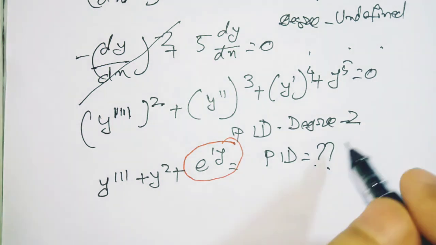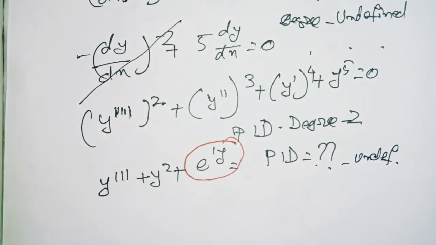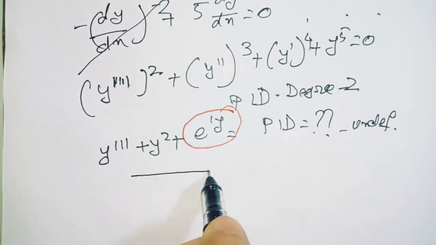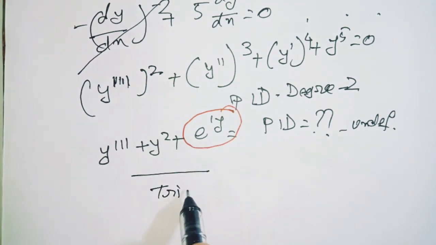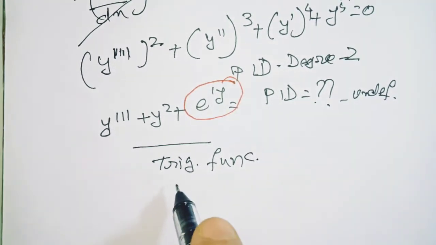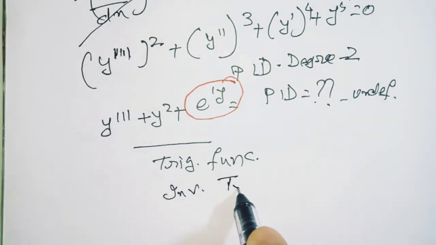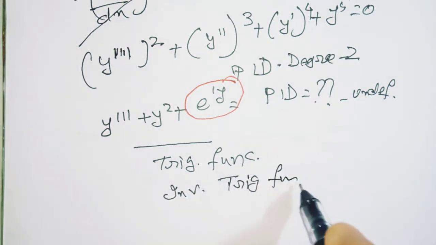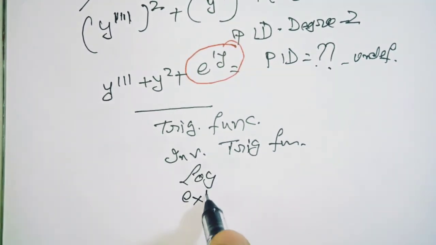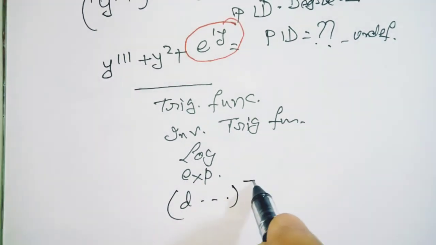So, what is the degree? Degree is undefined, right? So, to revise, what are the things you should not include? One would be the trigonometric functions, sine, cos, tan, and inverse trigonometric functions. Log you cannot take, exponential we cannot take, and whatever the derivative is, the power should be positive.